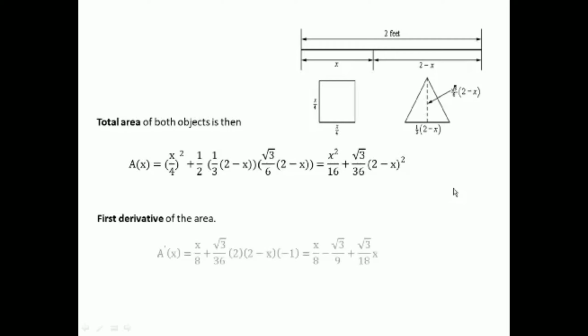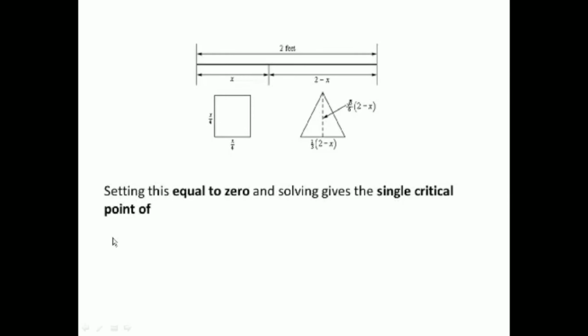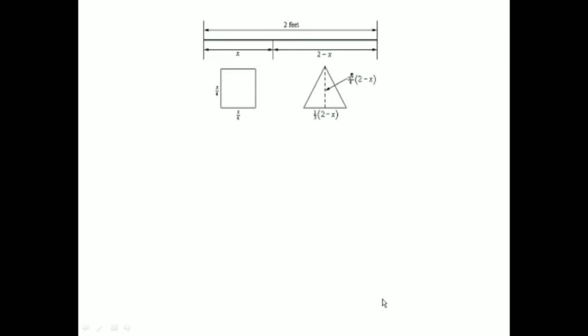Here's the first derivative of the area. A'(x) is equal to x over 8 plus square root of 3 over 36 multiplied by 2 multiplied by (2 minus x) multiplied by negative 1, which is equal to x over 8 minus square root of 3 over 9 plus square root of 3 over 18 x. Setting this equal to 0 and solving gives the single critical point of x equal to 8 square root of 3 over 9 plus 4 square root of 3, which is equal to 0.8699.